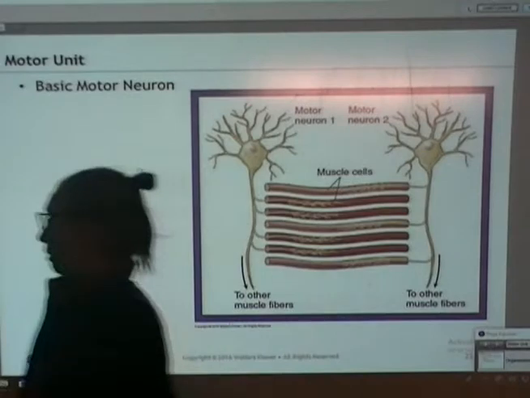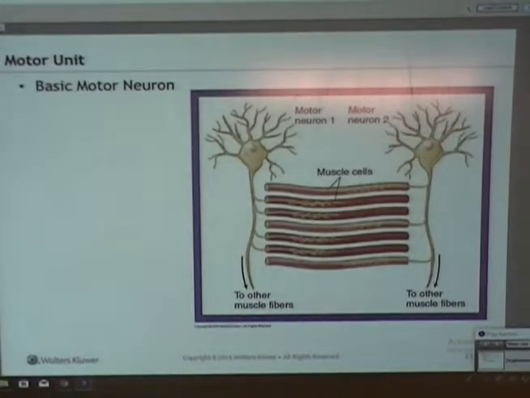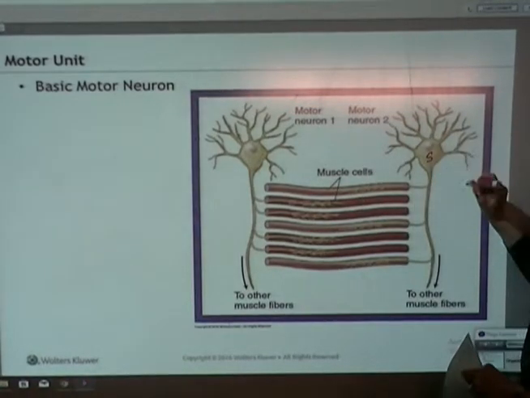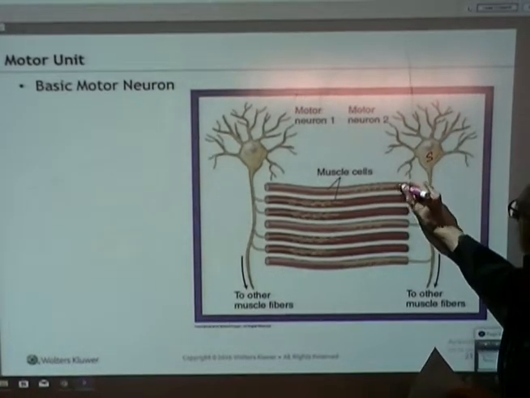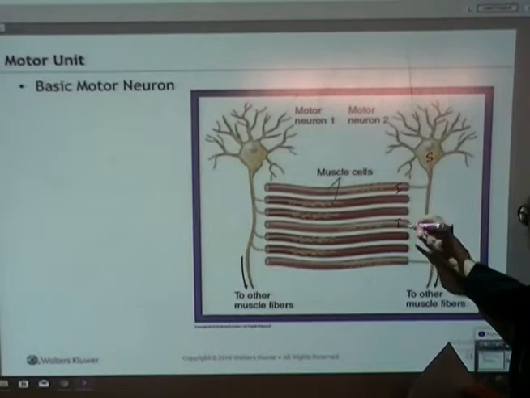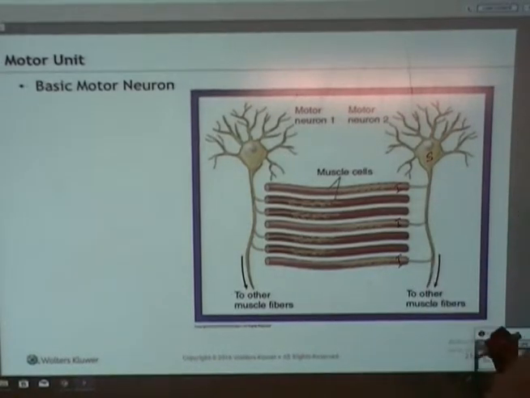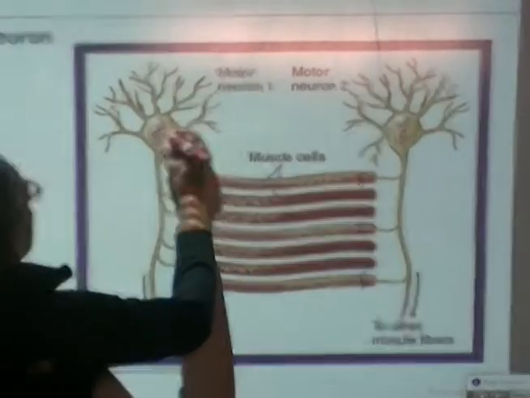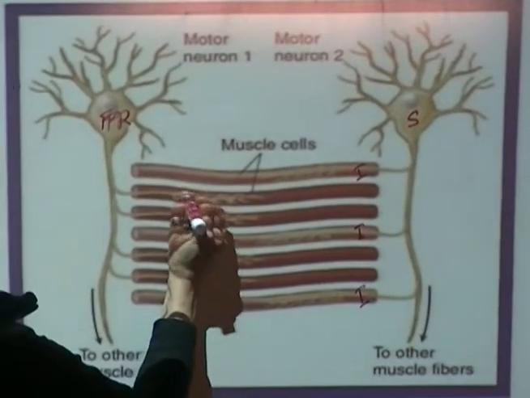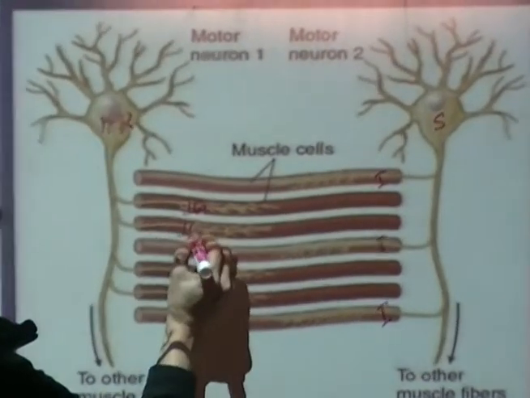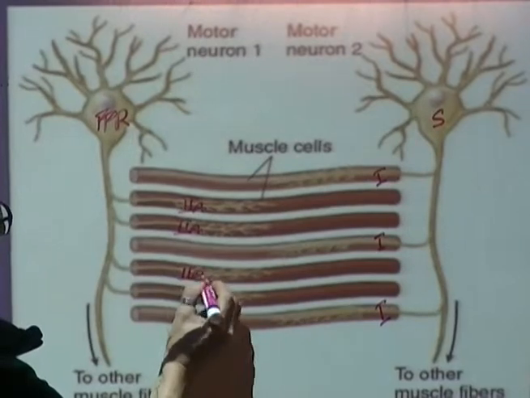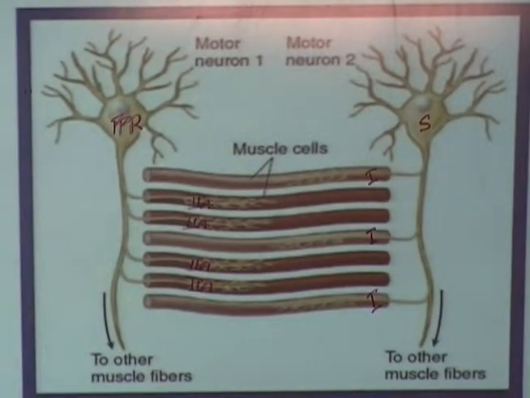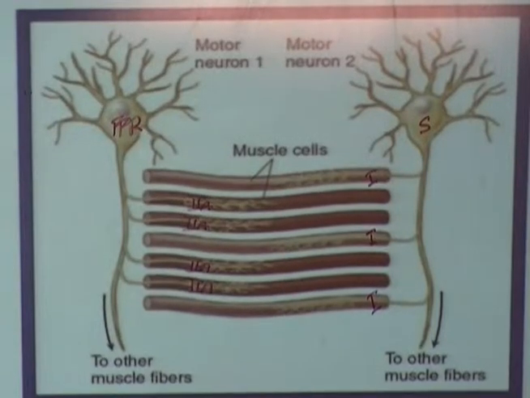So let's say that this is a slow, then this is a type 1, this is a type 1, this is a type 1. If this is an FFR, then this is a type 2A, this is a type 2A, this is a type 2A, and this is a type 2A. Does that make sense?